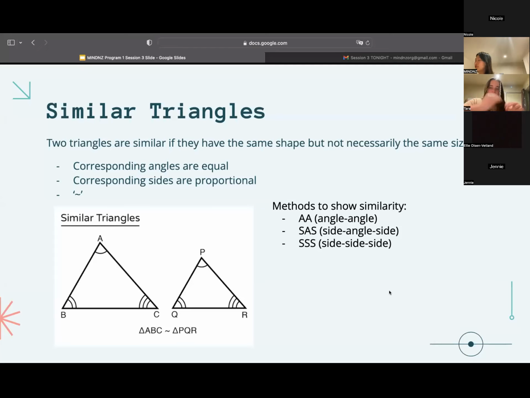Okay, so written on the right side are a few methods of showing similarity. You can show that 2 angles are the same, or one angle and another side are the same. You can also show that the sides are proportional and the angle is the same, or that all 3 sides are proportional. And note the third bullet point here. This is the sign that we use to denote similarity. It's like a little curvy line.